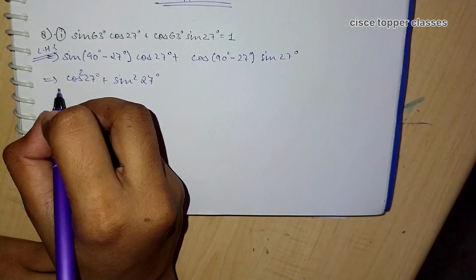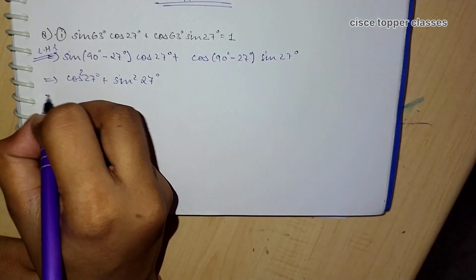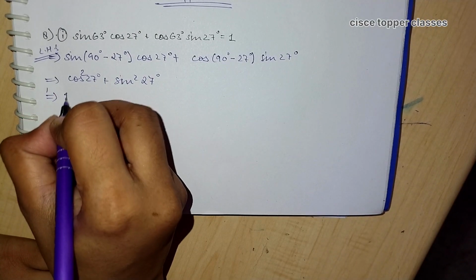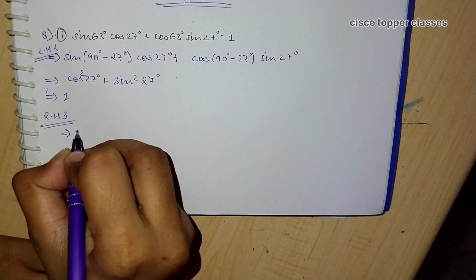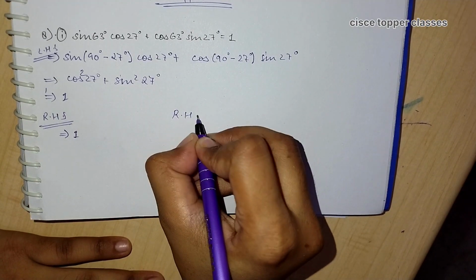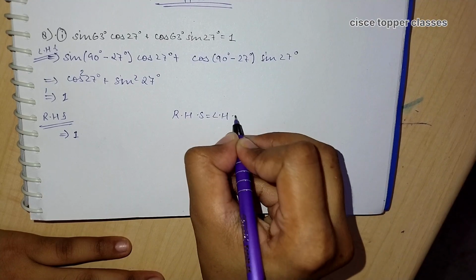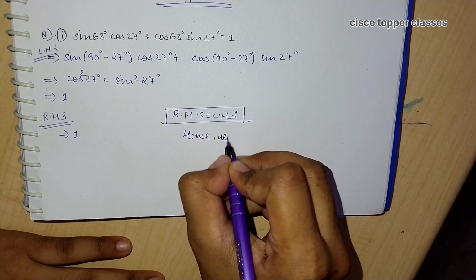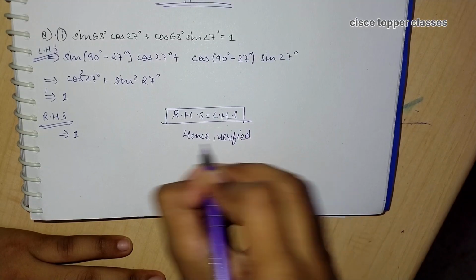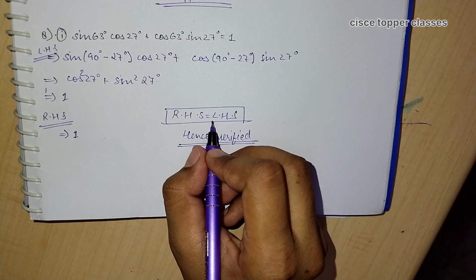And from the identity cos square theta plus sine square theta is equal to 1, we can write here this is equal to 1. And we know RHS part is given to us as equal to 1. From there we proved that RHS is equal to LHS. This is only we have to prove in this question, hence verified. So this is the solution of 8 first part.